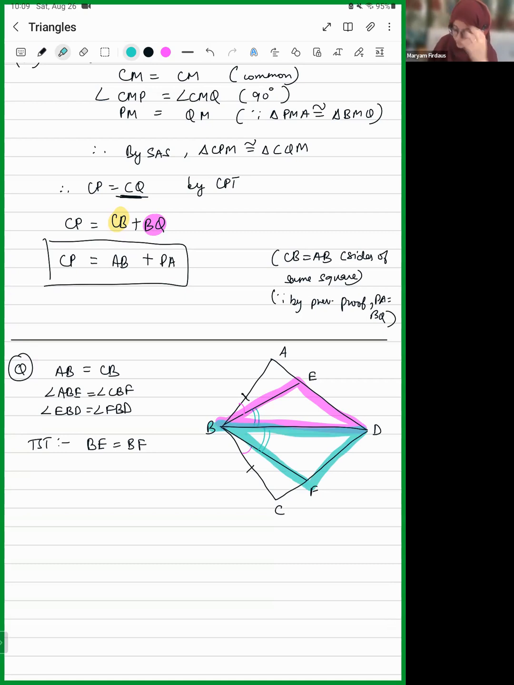Also we have BD is common. Okay, BD is common. We have two angles. And what is the third thing? We need something else, no? So we can either prove using these two triangles, or we can prove using these two triangles. In these two triangles, what do we have? Again, we have only just one angle and one side. Anything else?